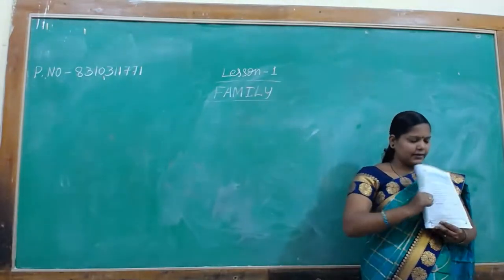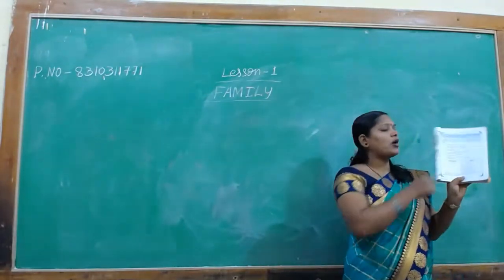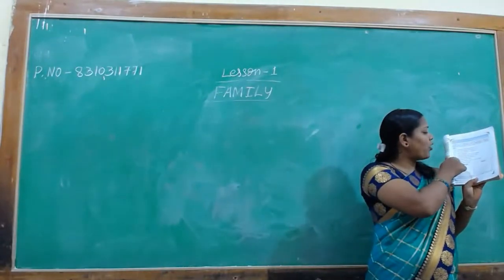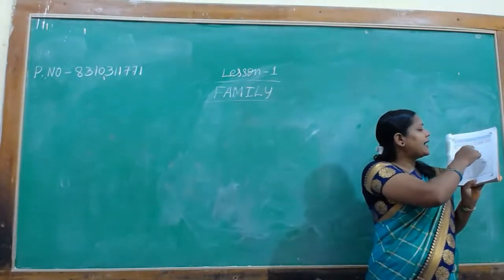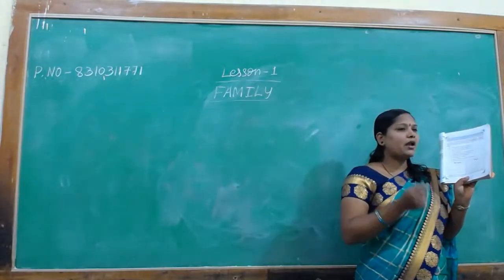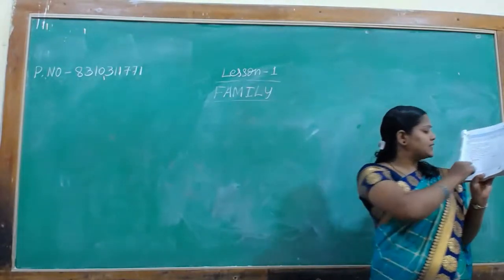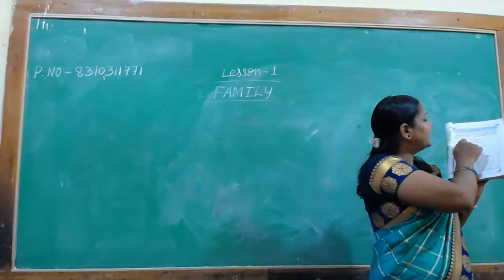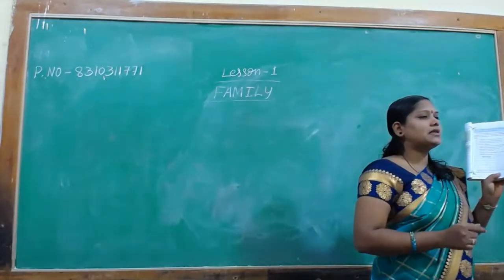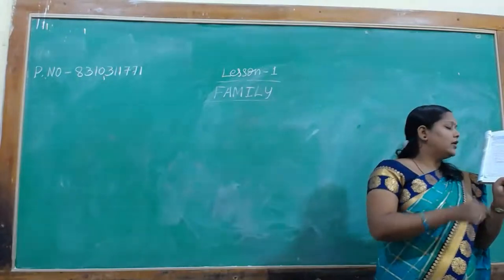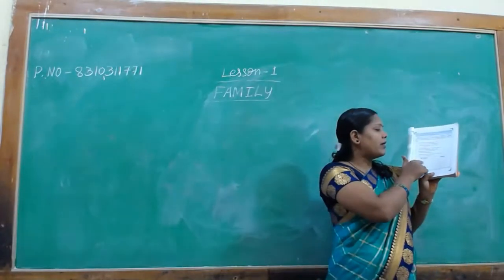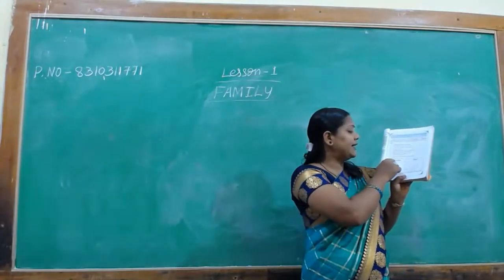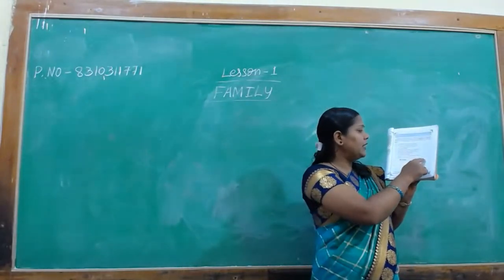You should write. See here, 10 points they have given here. In 10 points, taking care and protection: it belongs to which box? Means here, my family or other family. You should write. Taking care and protection, you have to think and write which point will come up in my family or other family. Understood? Right, my family and other family.